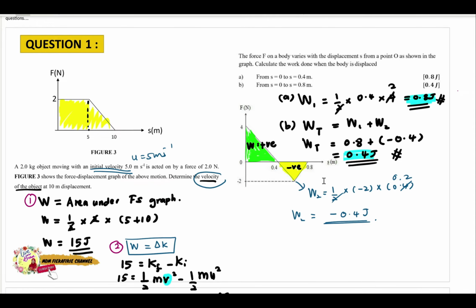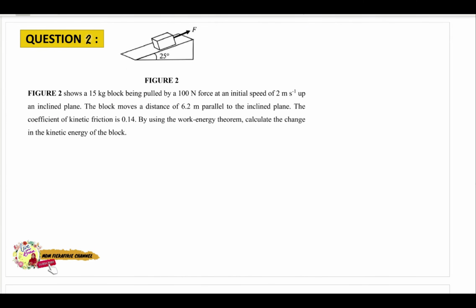So let's proceed to question number 2. Alright, question number 2. So let's read the question. Figure 2 shows a 15 kg block being pulled by a 100 Newton force at an initial speed of 2 meter per second up an inclined plane. The block moves a distance of 6.2 meter parallel to the inclined plane, which means the value of S is in this direction. Okay, kat sinilah S dia. From sinilah S dia dah bagi 6.2 meter.